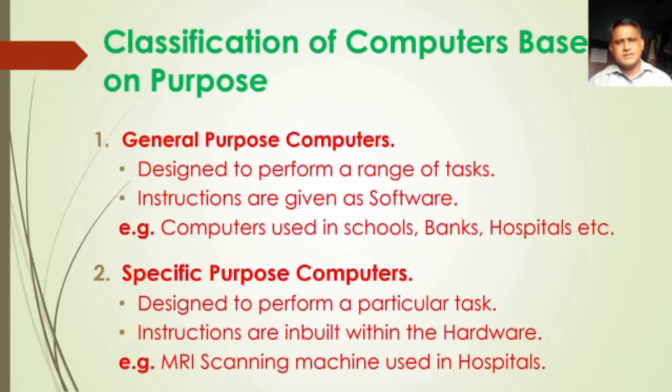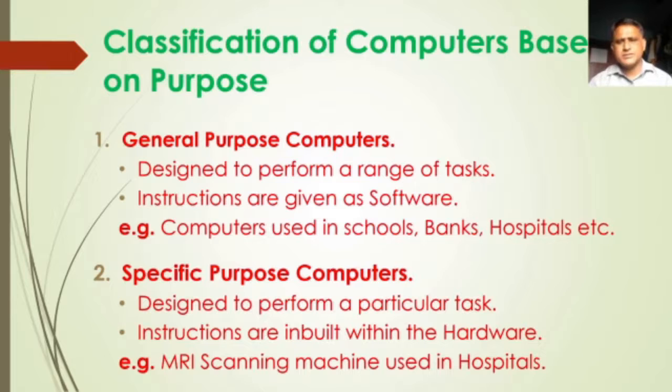That means the computer first loads the software into its memory, and based on the software it starts working. That is how the general purpose computers work. By changing the software, you can make the same computer work differently, with different tasks.